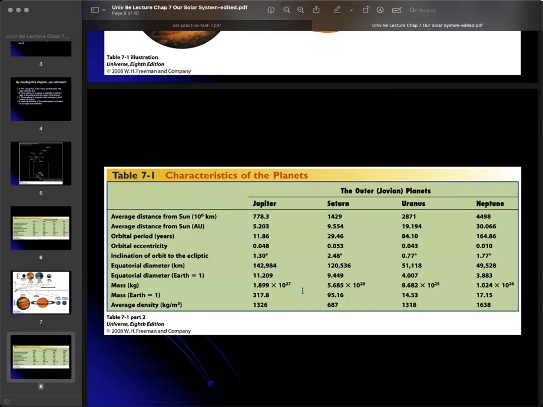Let's compare the masses. The mass of Jupiter is 317 Earth masses. Saturn is 95 Earth masses. Uranus is 14.5 Earth masses, and Neptune is 17 Earth masses.